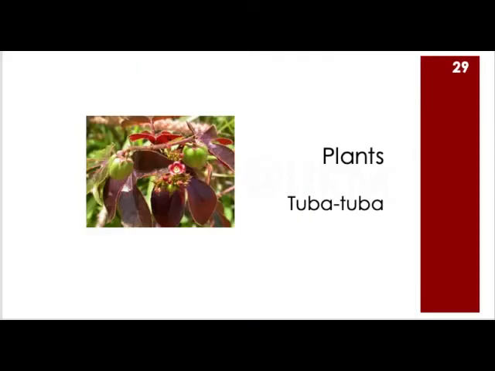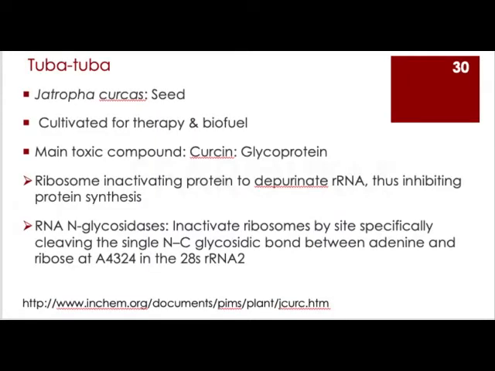There's something called tuba-tuba, which is more popular in the Philippines as well. Basically the culprit is the seed. The main toxic component is called curcin, which is a glycoprotein. In a very general way, it's acting on the ribosome. It's a ribosome inactivating protein that depurinates rRNA, and therefore inhibits protein synthesis. In more detail, it binds specifically to this part of the ribosome to prevent its function. More details you can find in this link, which is over here.